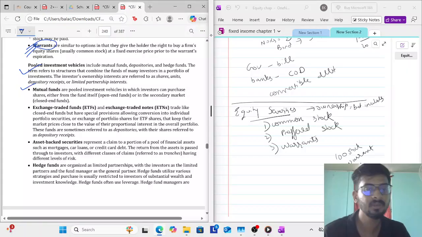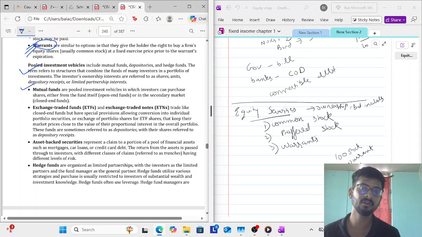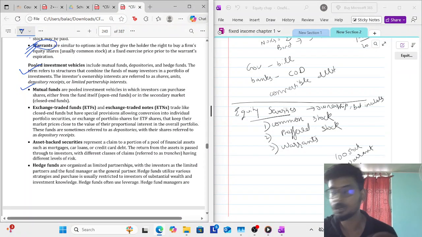We have mutual funds. It's very simple. It's a pooled investment vehicle in which investors can purchase shares either from the fund itself, open-end funds, or in the secondary market, closed-end funds.